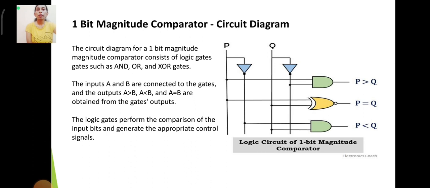1-bit magnitude comparator circuit diagram. The circuit diagram for the 1-bit magnitude comparator consists of logic gates such as AND, OR, and XOR gates. The inputs A and B are connected to the gates, and the outputs A is greater than B, A is less than B, and A is equal to B are obtained from the gate outputs. The logic gates perform the comparison of the input bits and generate the appropriate control signals.